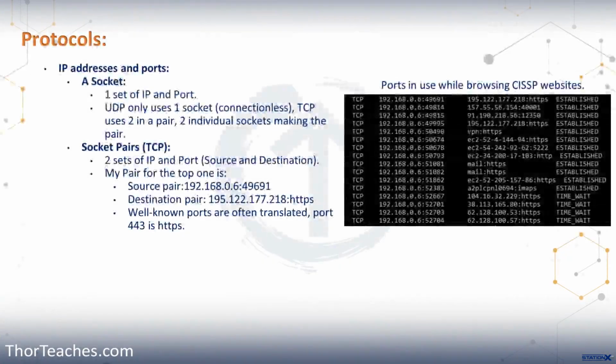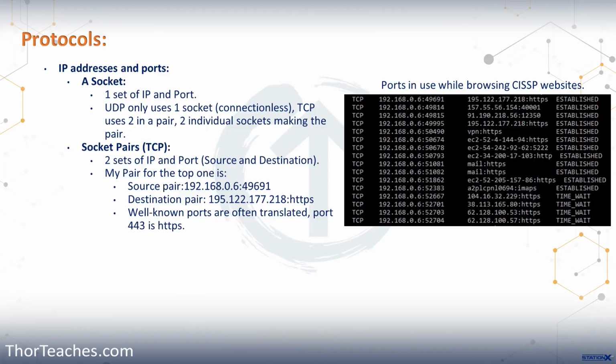In this lecture, we're going to continue with IP addresses and ports, and the pair of an IP address and a port is called a socket. So if we are using a UDP connection that is connectionless, then we use one socket, IP and port. If we use a TCP connection, then we use a pair of sockets. It is really two individual sockets making up the pair. Since we need that bidirectional communication, we have an IP and a port, both for the source and the destination.